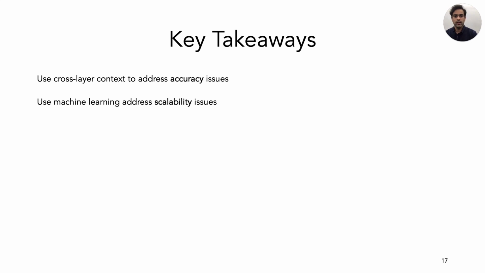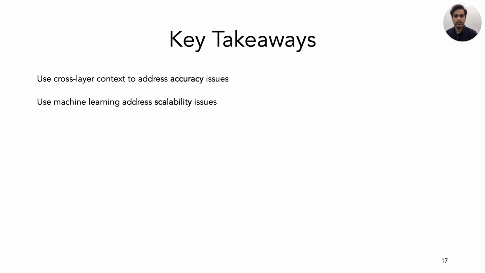Now, before concluding, I will mention some of the takeaways from the talk. I showed that the state-of-the-art ad and tracker blocking tools suffer from accuracy and scalability issues. To address the accuracy issue, we instrumented the browser to capture cross-layer context for effective ad and tracker blocking. To address the scalability issues, we applied machine learning on the cross-layer context to automate ad and tracker blocking.